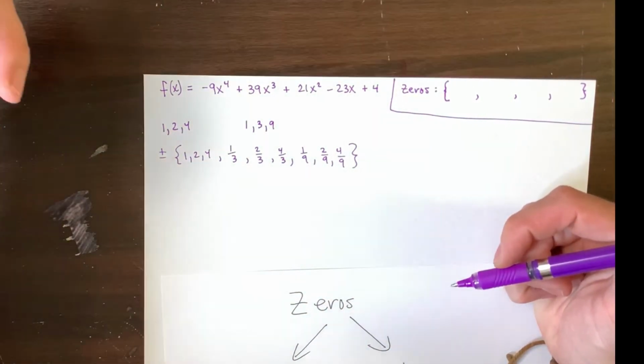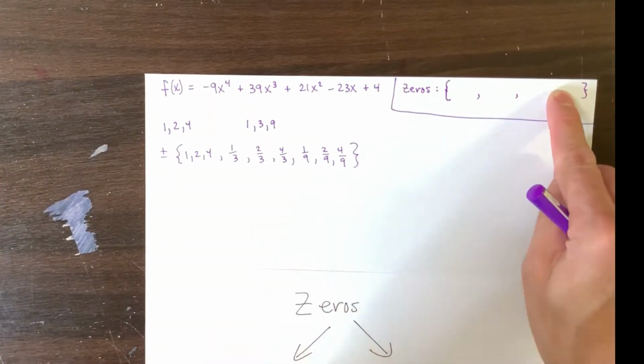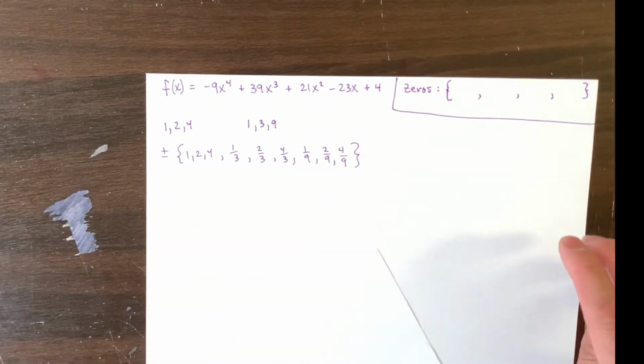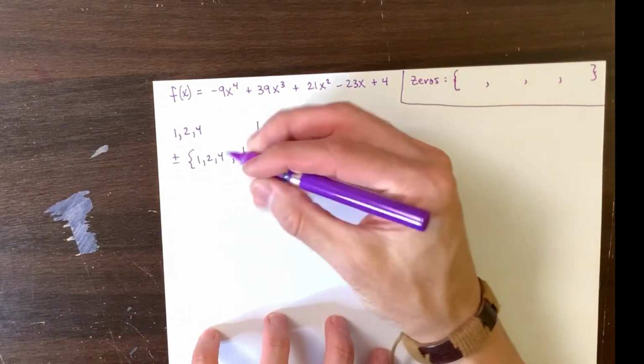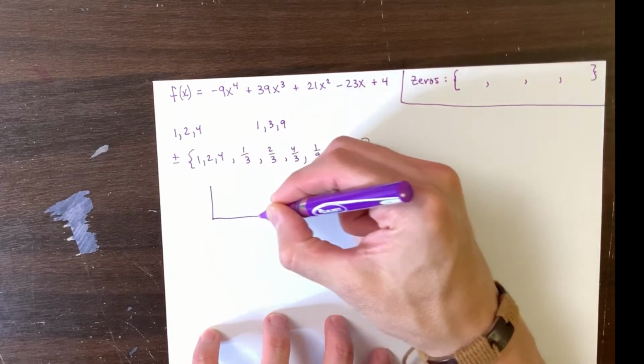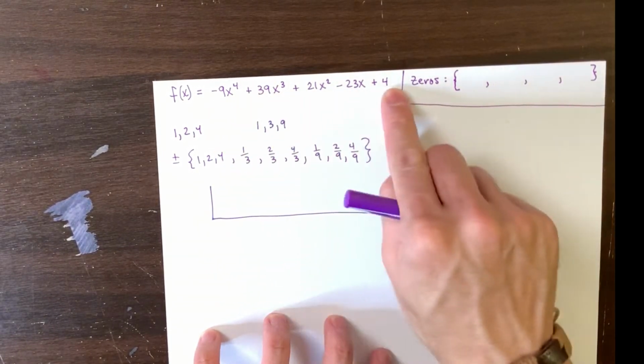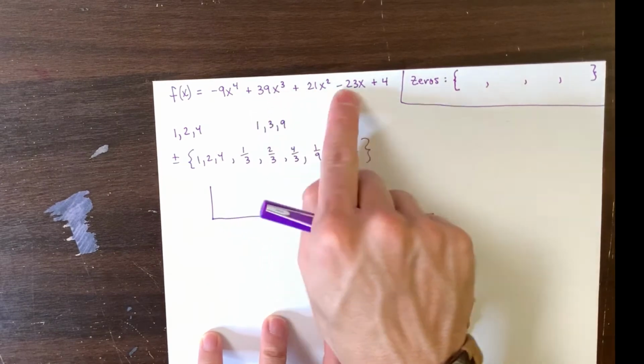Now we must proceed to actually find the zeros. And for that, we need the rational zero theorem. And this is how this works. We're going to need synthetic division. Drop in these coefficients in here. -9, 39, and so on.